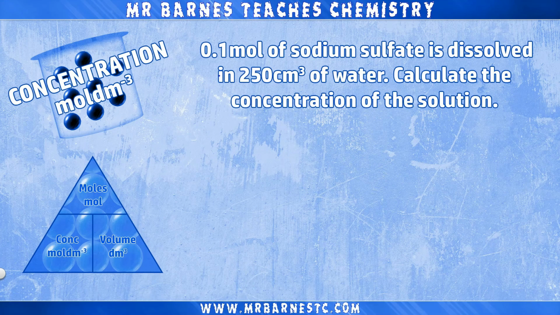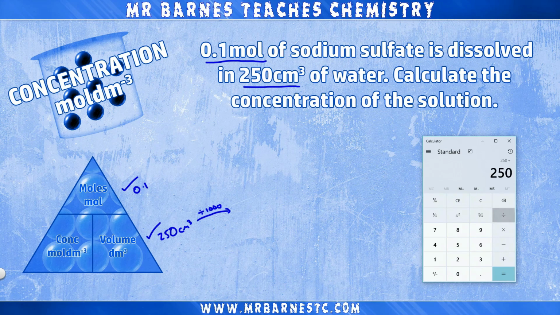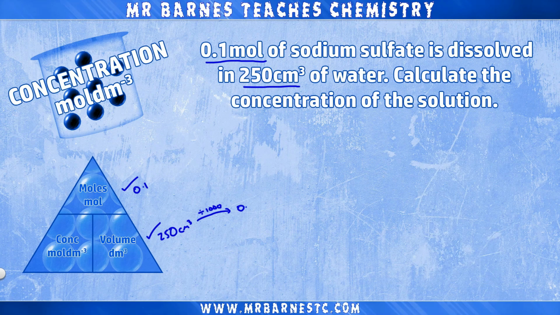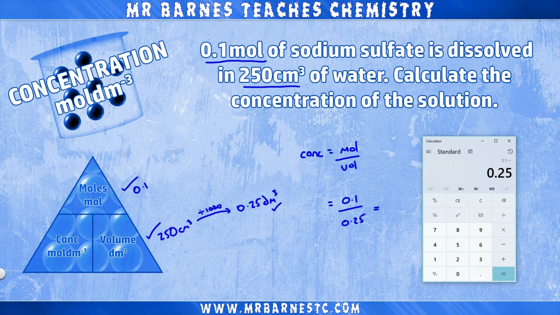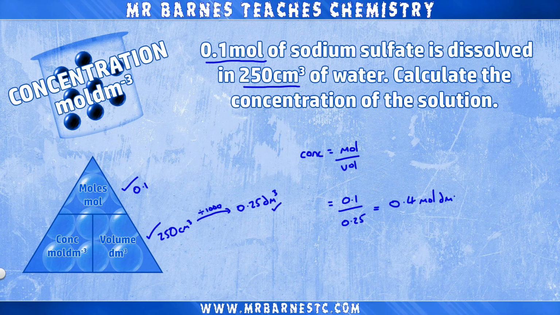If we look at a slightly more complicated question, which states that 0.1 moles of sodium sulfate is dissolved in 250 centimeters cubed of water, calculate the concentration in moles per decimeter cubed. Again, we have the moles, which is 0.1, and the volume, which is 250 centimeters cubed, but we must convert this to decimeters cubed. So to do this, we divide by 1,000, so 250 divided by 1,000 comes out to 0.25 decimeters cubed. I can now work out the concentration, which is moles divided by volume, which is 0.1 divided by 0.25, and my answer is 0.4 moles per decimeter cubed.